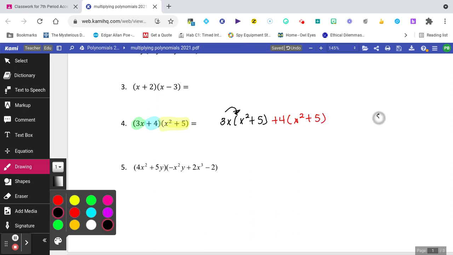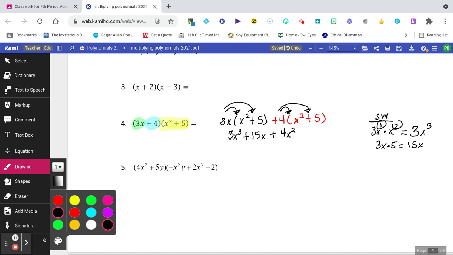I'm going to distribute and do my side work. 3x times x squared. Put your 1. That's going to give you 3, and then add your 1 and your 2. 3x to the third power. Then you have 3x times 5, which is 15x. The 4 doesn't have a variable, so I just use regular distribution. 4 times x squared is 4x squared, and 4 times 5 is 20. And there are absolutely no like terms, so you're done with that one, okay?